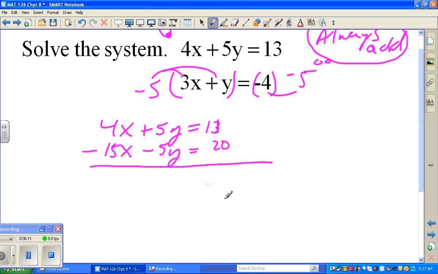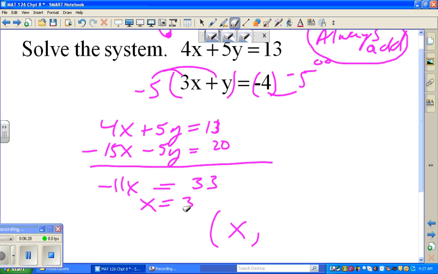Yep, so then I just add. I don't even have to write it in my work. I know I'm going to add. If you don't write something, you know you're going to add the systems. So it's going to be -11x and 33. X equals 3. Remember, you have to write your equations as an ordered pair.